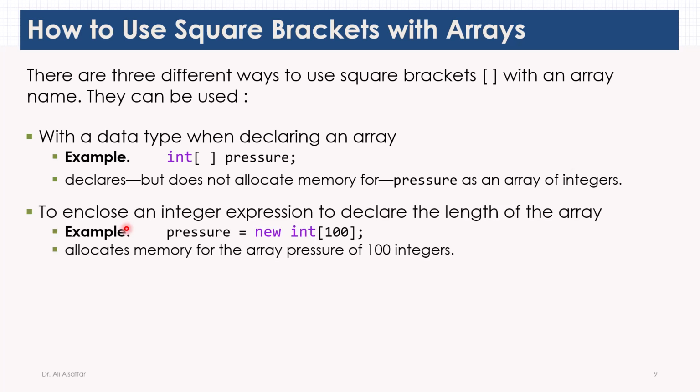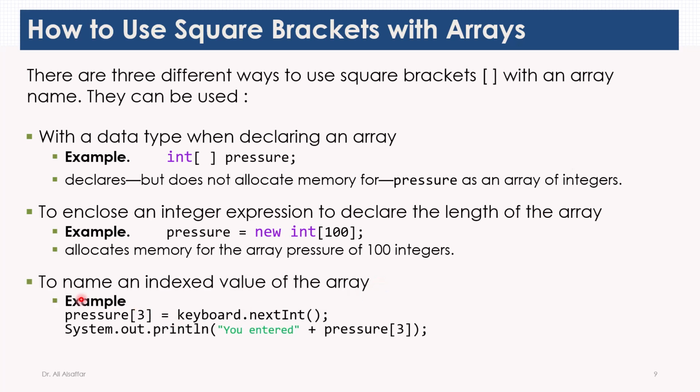Square brackets are also used to determine the size of the array. So this is the second way of using square brackets. When you want to allocate space in the memory for the array, then you use, between square brackets, the size of the array to allocate in the memory. So this declaration now allocates memory for the array pressure of 100 integers.